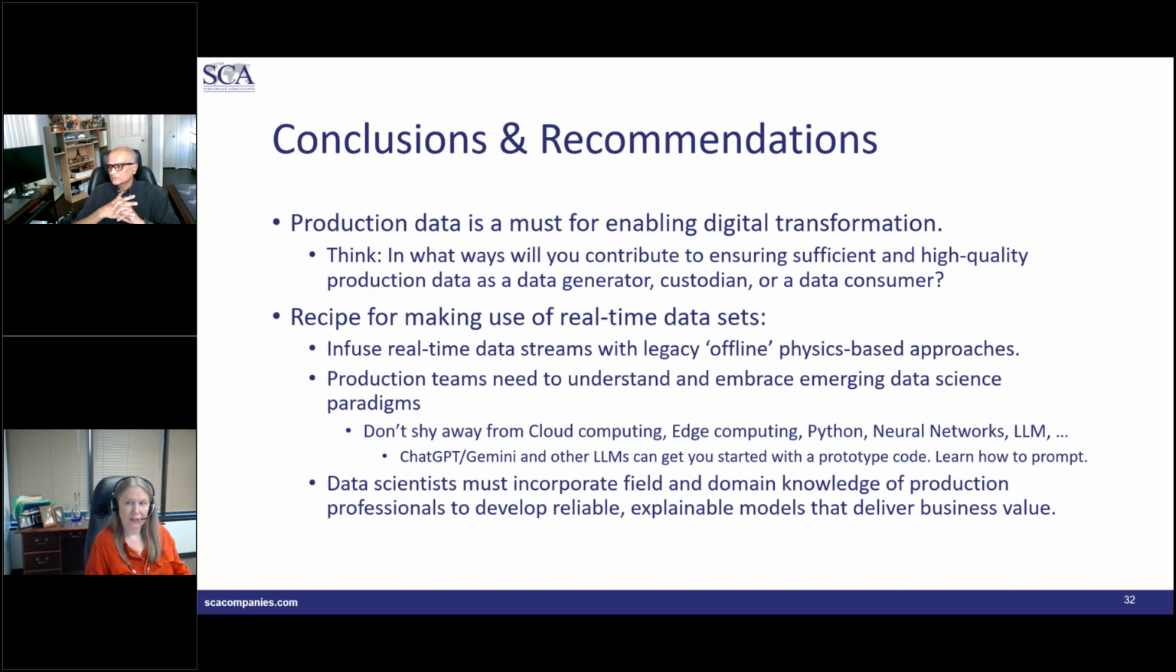And you also mentioned the opportunity to use large language models. How do you see that evolving in the future?